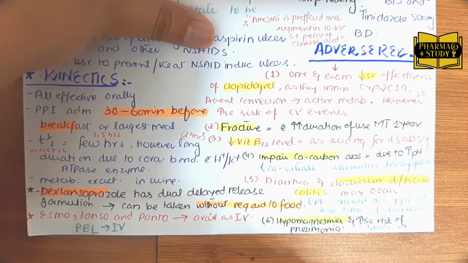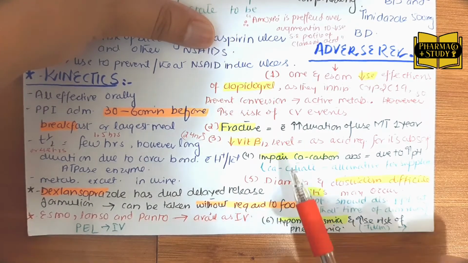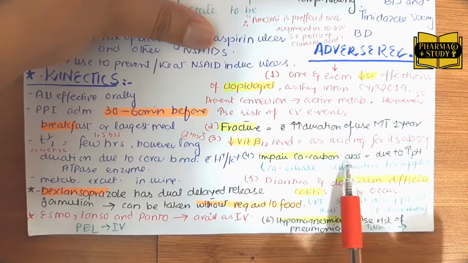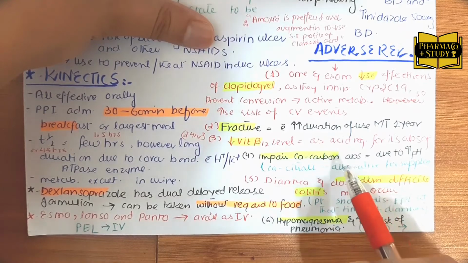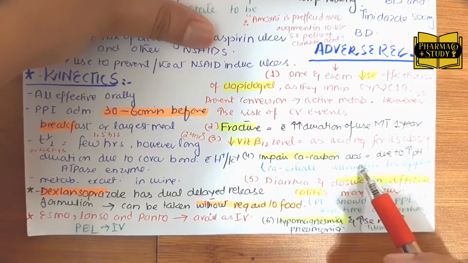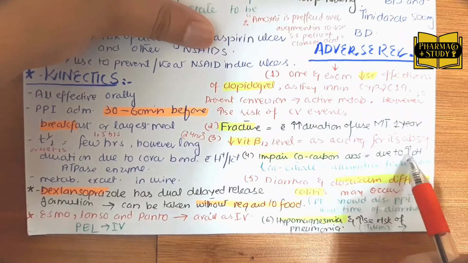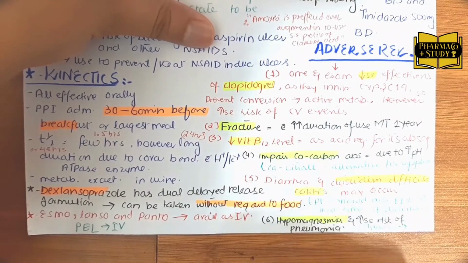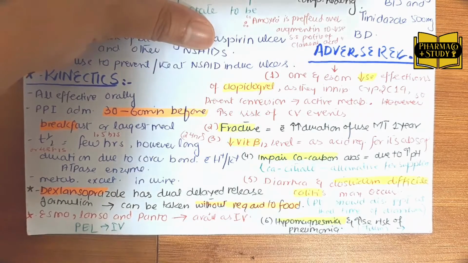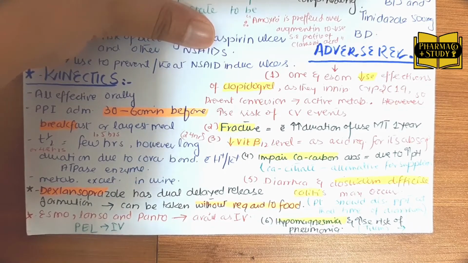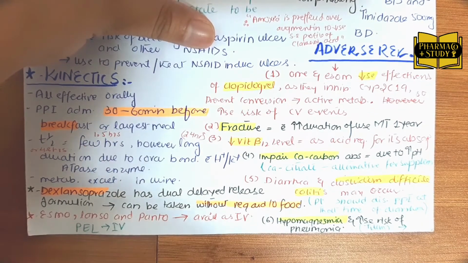So number one, your nerve functioning decreases. Secondly, it impairs calcium carbonate absorption, so your calcium will also not absorb, because it requires a low pH to be absorbed, and absorption is impaired due to the increase in pH. So both these important elements, vitamins and minerals, get decreased in the body, and it can cause fracture and osteoporosis. The chances of osteoporosis increase when you are taking a proton pump inhibitor for a long duration of time.